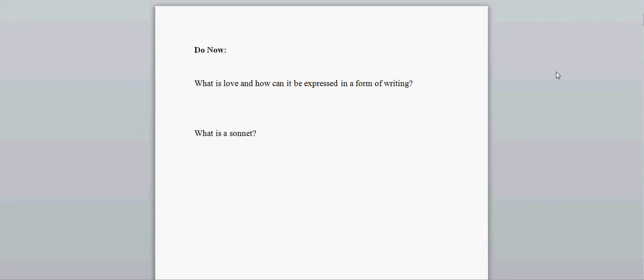So this is my lesson plan on sonnets that I did. For the first day, we had a do now, which is: what is love and how can it be expressed in the form of writing, and also what is a sonnet. I went over it with the students.